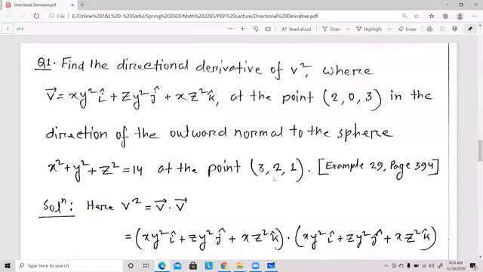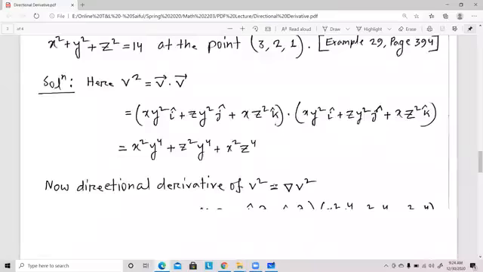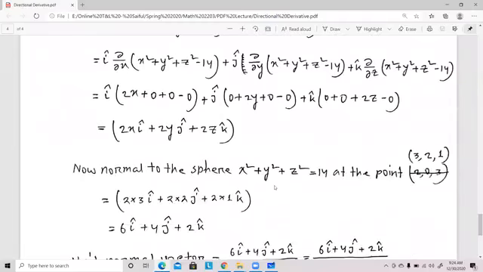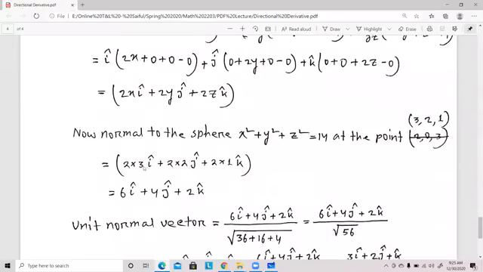The point 3, 2, 1. We have to find the normal at the point 3, 2, 1 on the sphere. So we have to substitute the values x, y, z for 3, 2, 1. This is the normal to the sphere at the point 3, 2, 1. So x is 3, y is 2, z is 1. If we substitute these values, 2 into 3i plus 2 into 2j plus 2 into 1k. So we get 6i plus 4j plus twice k.